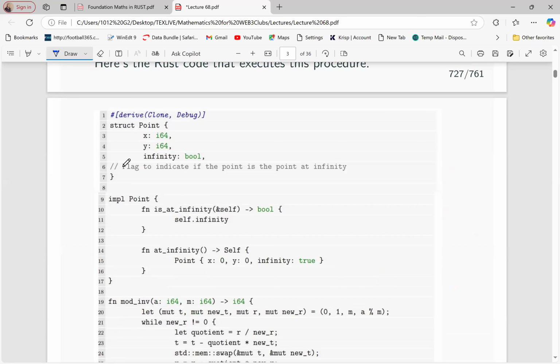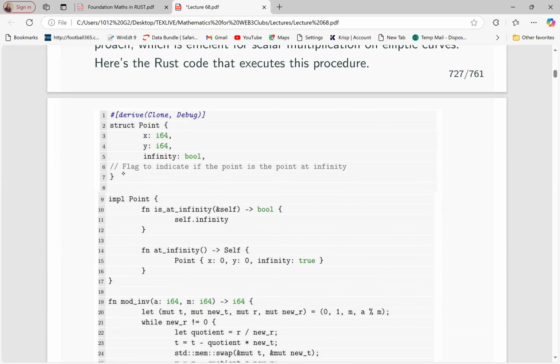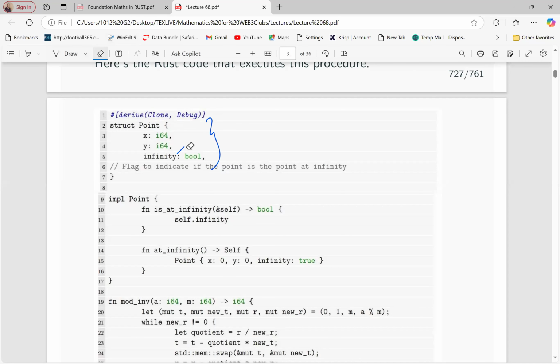Now, this is the code. This part is to define the point, giving us x and y, and also infinity. The infinity flag indicates if a point is a point at infinity. That is what it will be doing.